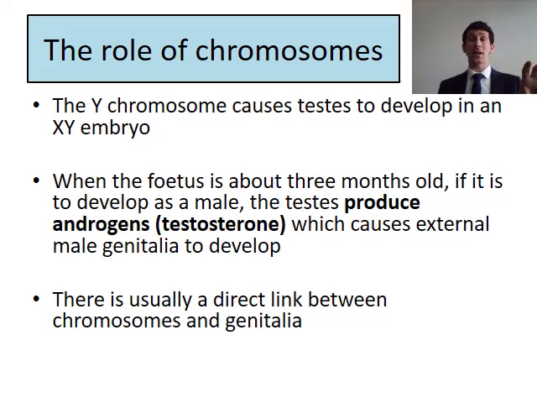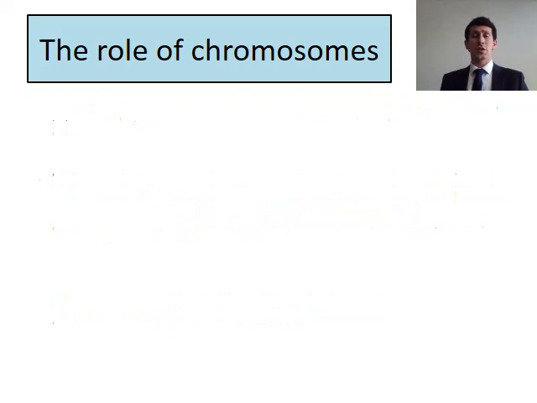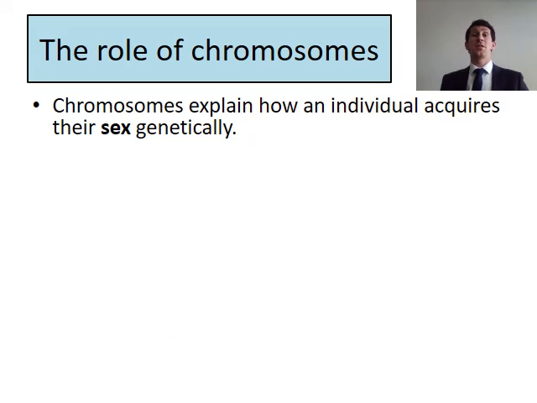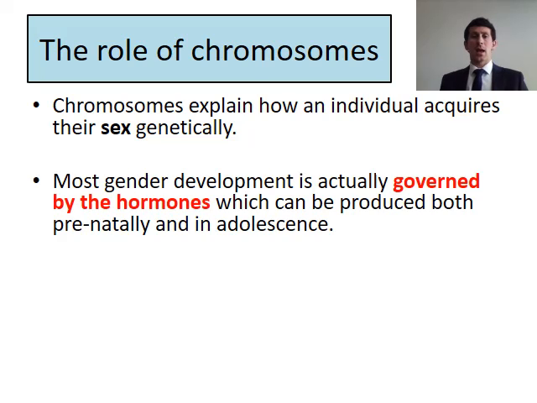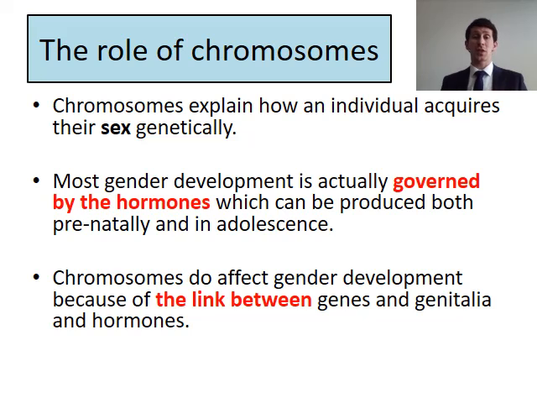So there's usually a direct link between your chromosomes and the genitalia. XY have a penis, XX will have a vagina. There's usually a direct link between the two. So chromosomes basically determine the genetic sex of an individual. But most gender development is actually governed by hormones, and the hormones are produced prenatally and during adolescence and puberty. But chromosomes do affect gender development because of that link between genes and genitalia and hormones. The genetics you have will determine the hormones that are released. So that's how your chromosomes affect your gender development.